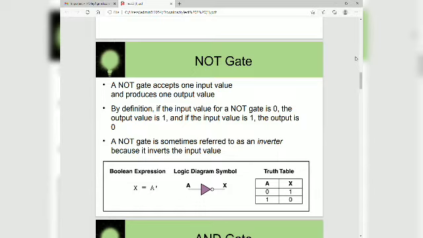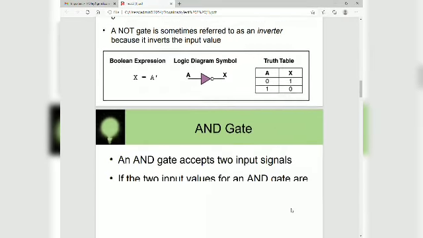So the Boolean expression of the NOT gate is x equals a bar. This is the logic diagram of the NOT gate, and this one is the truth table. If we put the input as 0, then output will be 1, and if we put input as 1, then output is 0. This is the NOT gate.